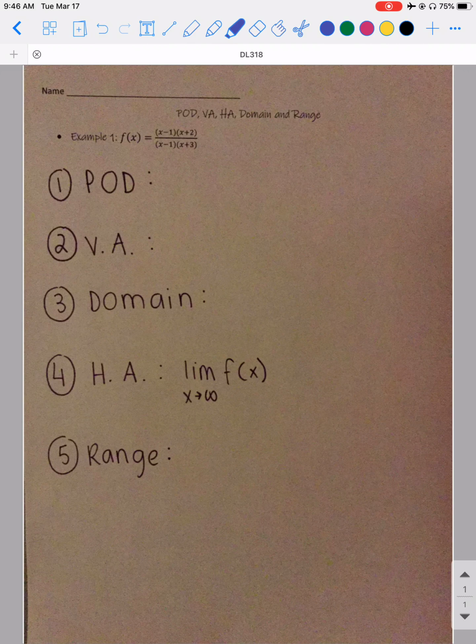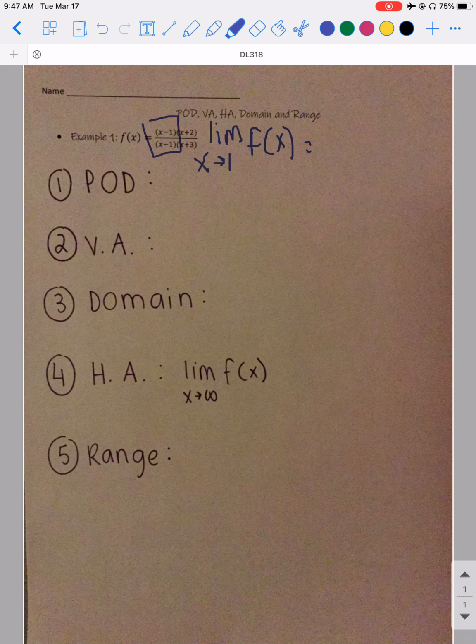The pod, or the hole, is always going to occur at the common factor, which in this case is going to be at x equals 1. Then we need to find the y value of the pod. So we're going to do the limit as x approaches 1 of this function.